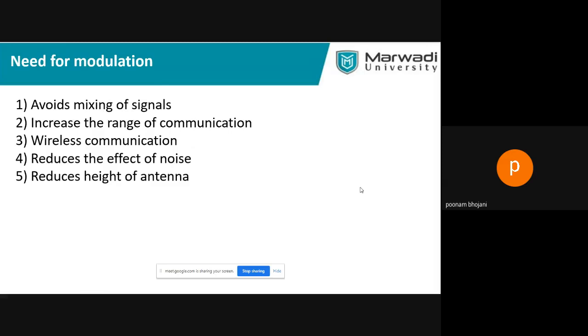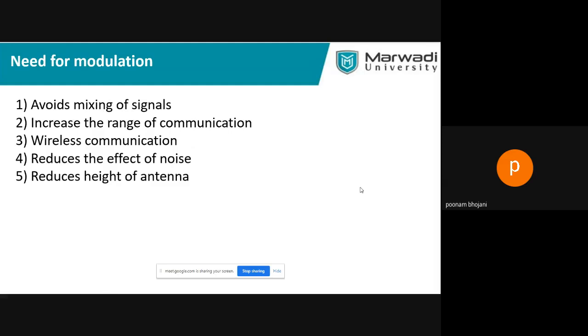So the frequency difference must be higher so that mixing of signals cannot occur. I repeat, the frequency difference must be higher so that the mixing of signals will not occur. When will the frequency difference be higher? If you are working with a low frequency message signal, low frequency means 0 to 100 hertz, or at most, let's say, 500 hertz.